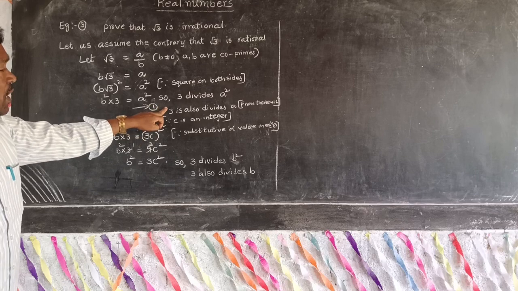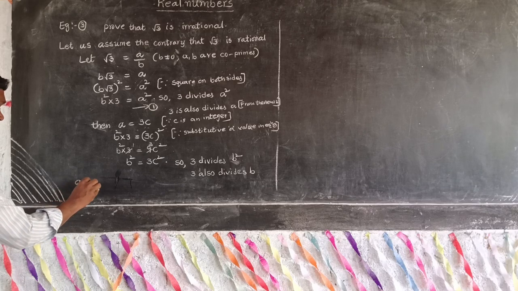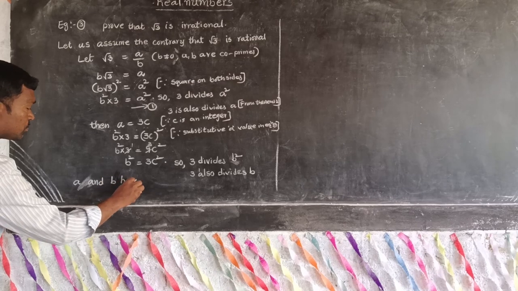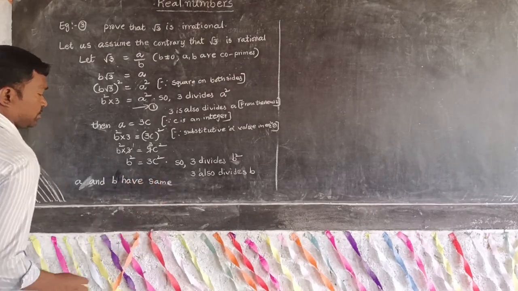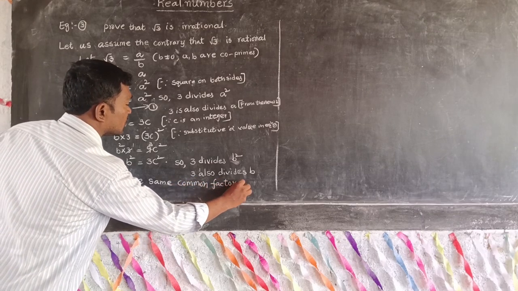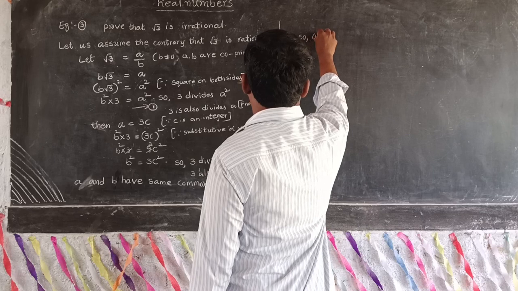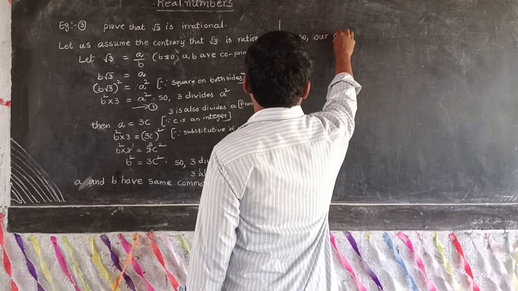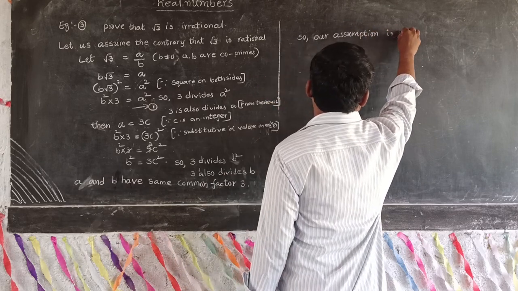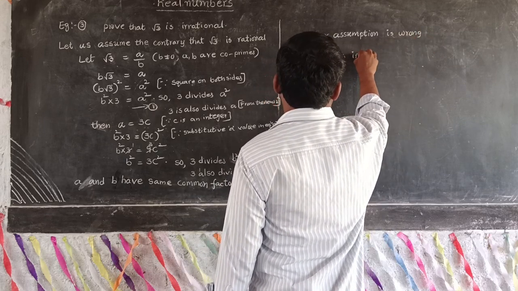At the start, a, b have only 1 as the common factor. But 3 is a factor of a and 3 is a factor of b. That means a and b have the same common factor 3. So our assumption is wrong. Therefore, root 3 is irrational.